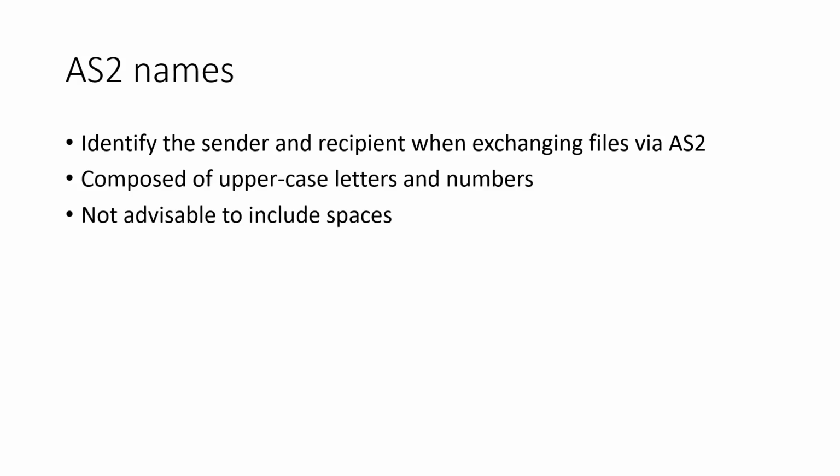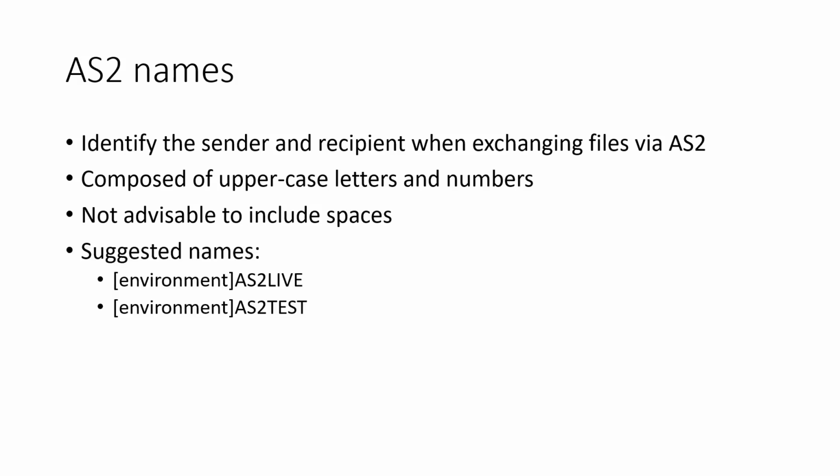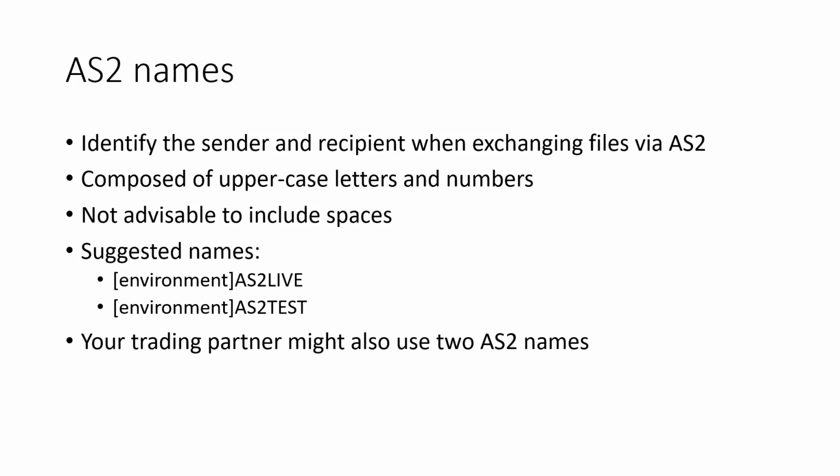Don't choose an AS2 name that contains space characters, as these are known to cause problems with many other AS2 systems. My suggestion would be to decide on two names, both starting with your environment code, followed by AS2, and then either live or test. In other words, if your environment code was Johnson, then the names would be Johnson AS2 Live and Johnson AS2 Test. In a similar way, your trading partner may be using two different AS2 names, one for test and the other one for live.